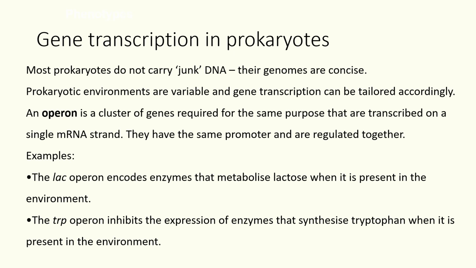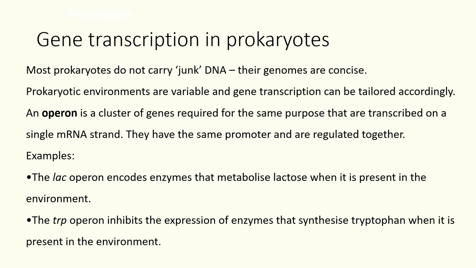So an operon, which we find in these prokaryotic organisms, is a cluster of genes required for the same purpose that are transcribed on a single mRNA strand. They're a cluster of genes that are all aiming to do the same thing. They will all have one promoter, okay, at the beginning, so they're regulated together. That means that you have all of them on or all of them off. You can't control them individually.